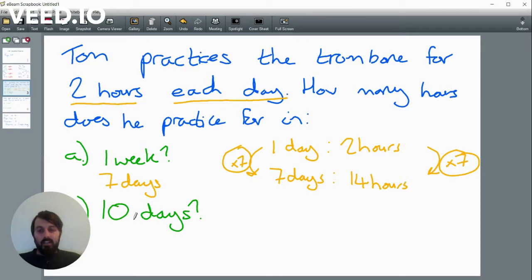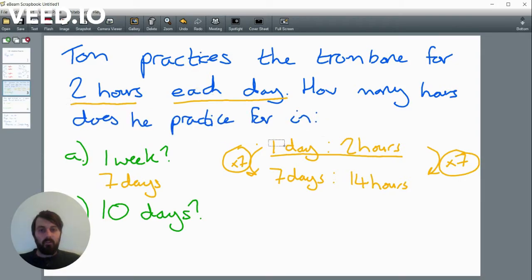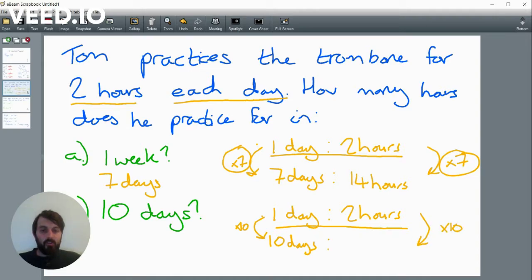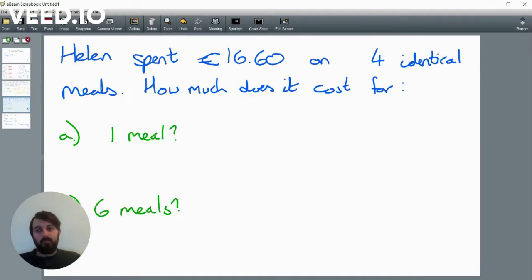Okay. 10 days, same idea. I'm going to start off with this bit here. So let me just copy it actually. Starting off with the same ratio down here. And then we want to go to 10 days instead. So what am I timesing by? Well, 10. So I'm going to increase this other side by the same proportion. So that should be pretty straightforward. I'm going to move on to the next one.